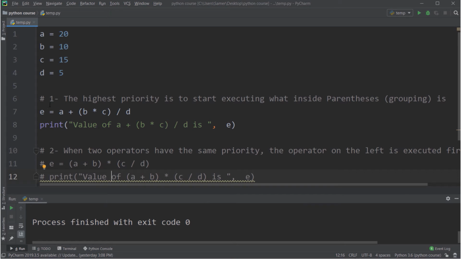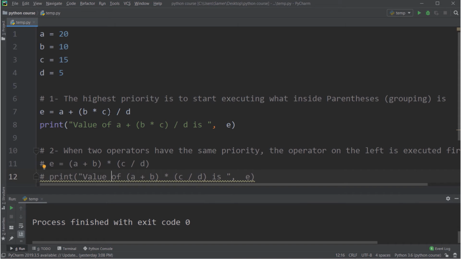The first example is about the first note: the highest priority is to start executing what is inside parentheses. In this expression I have e equal to a plus, parentheses, b multiplied by c, divided by d. As you see here, b multiplied by c is inside parentheses. Therefore, it is going to be executed first.